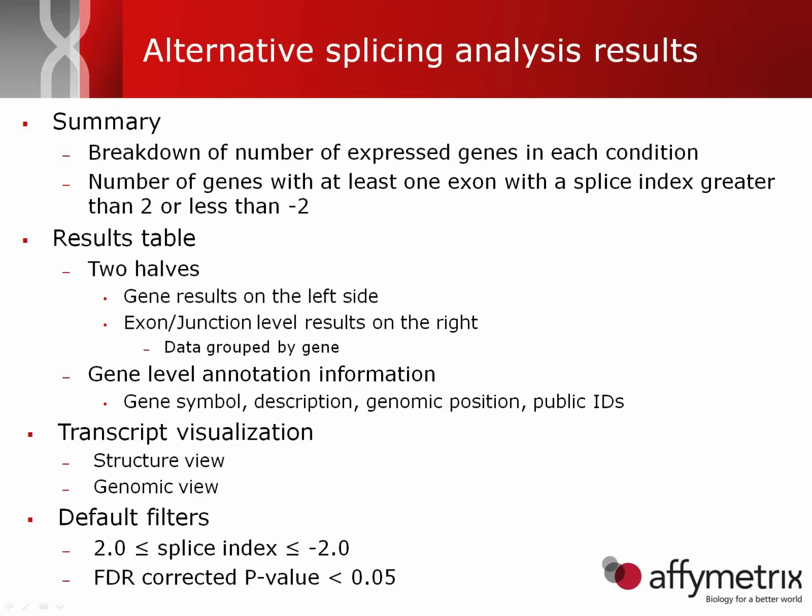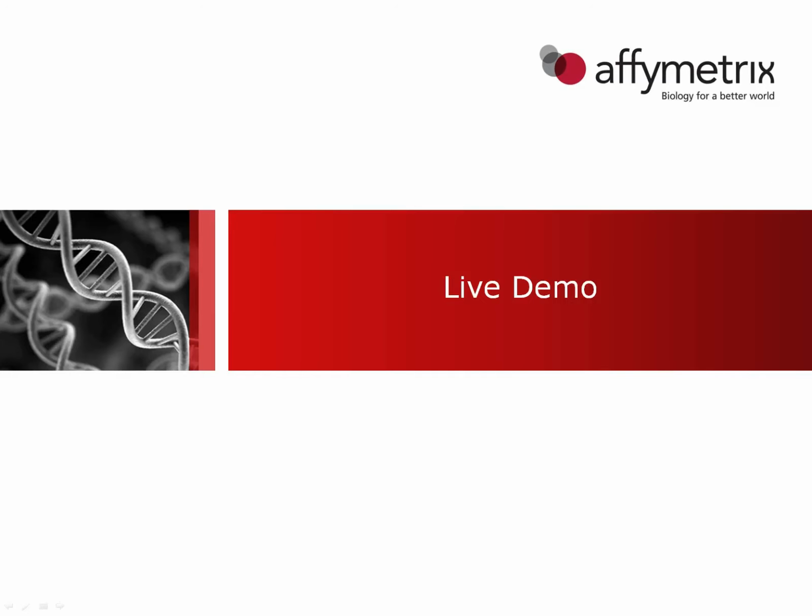The default filters in the TAC software are to identify things with a splice index greater than 2 or less than -2, again corresponding to about a two-fold change, and then FDR corrected p-values of less than 0.05. So now we'll transition to the actual software so you can see what the analysis results look like and go through some simple analysis there.